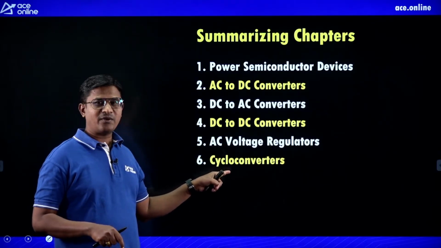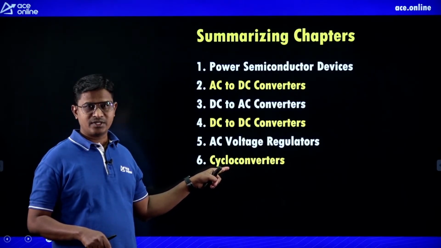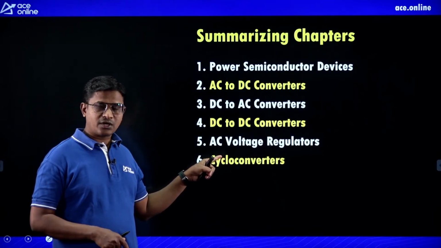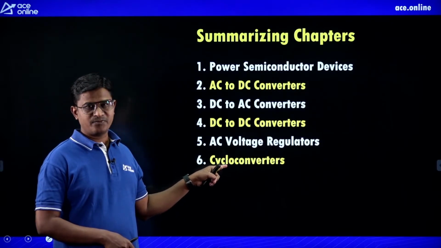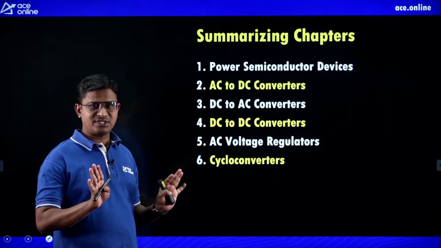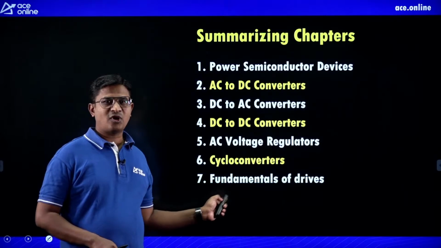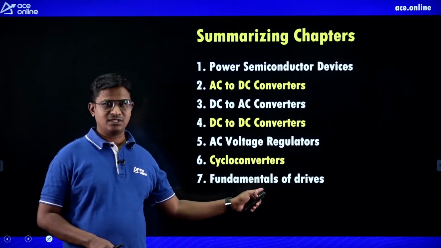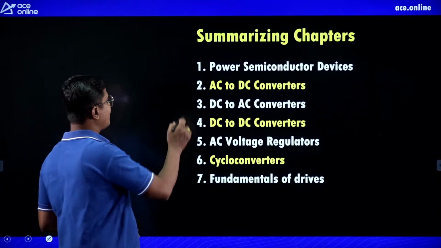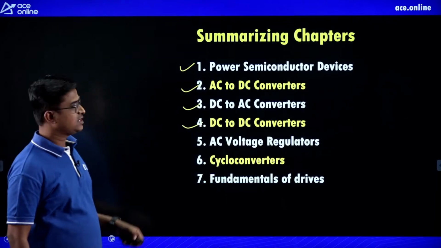In cyclo converter we have different types: step up cyclo converter and step down cyclo converter. The step up cyclo converter requires forced commutation, whereas the step down cyclo converter uses natural commutation. Like this they have asked the question, okay? Next, fundamentals of drives, only a small introductory part is there. So these are the 7 chapters. Most of the questions are on these 4 chapters.